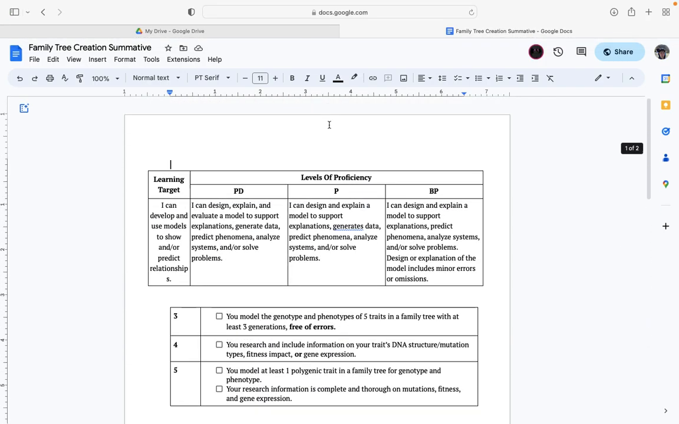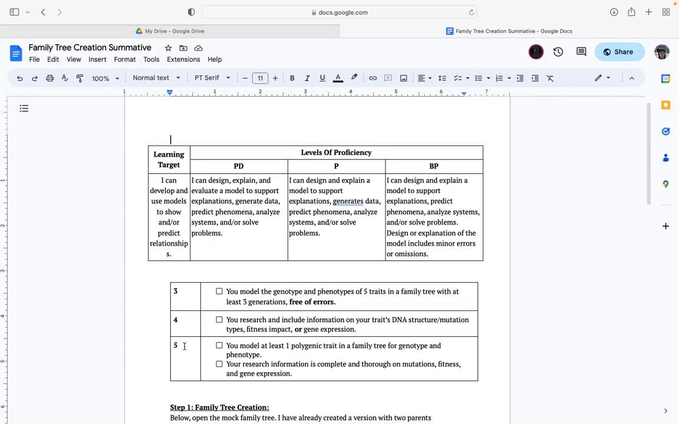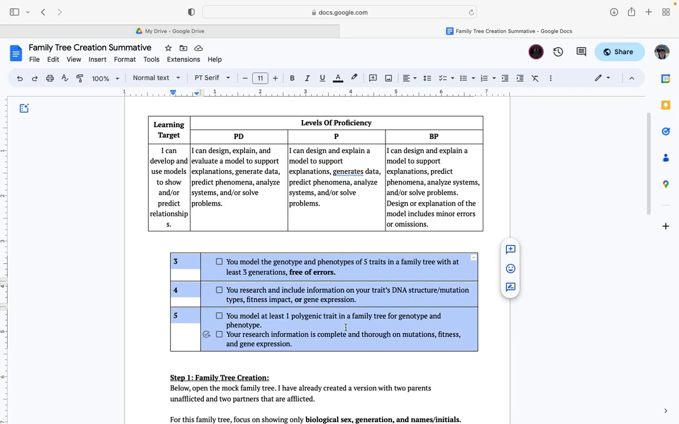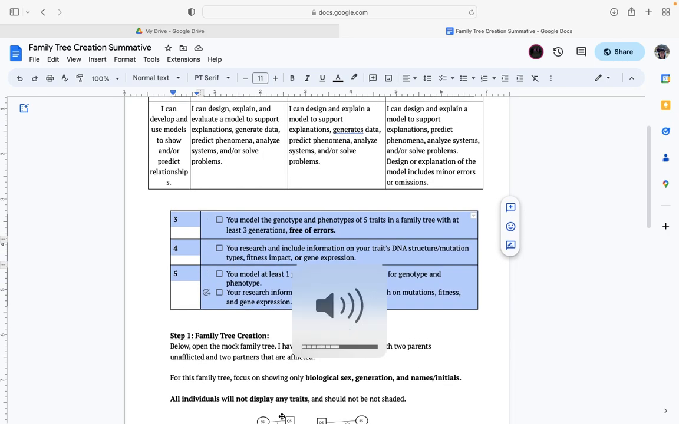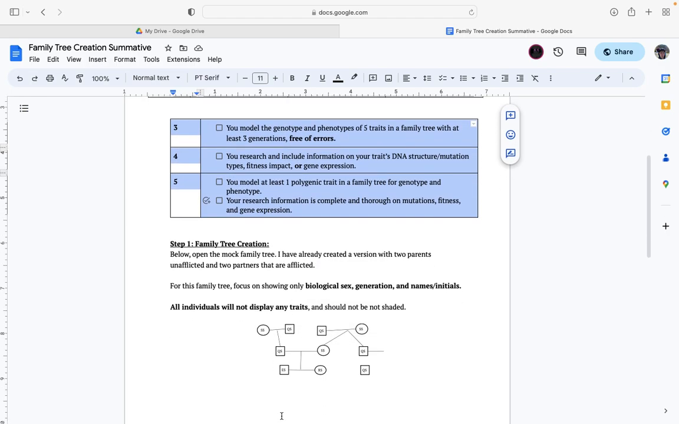Working on your family tree summative. I'm not going to go over the details in regards to the 3, 4, or 5 in terms of my grading expectations, but I do want to talk about just the 2 steps that you're going to be using to create 5 family trees or pedigrees looking at traits.